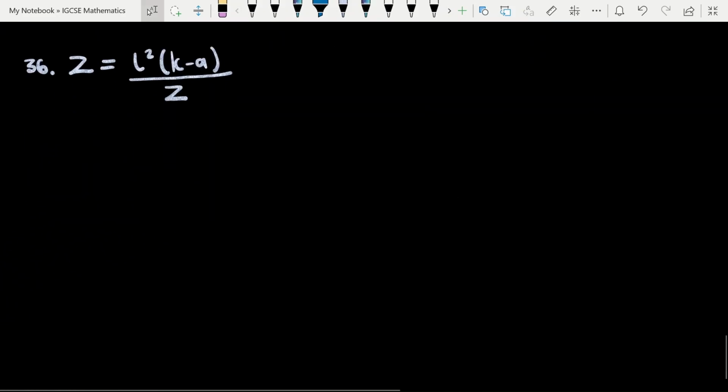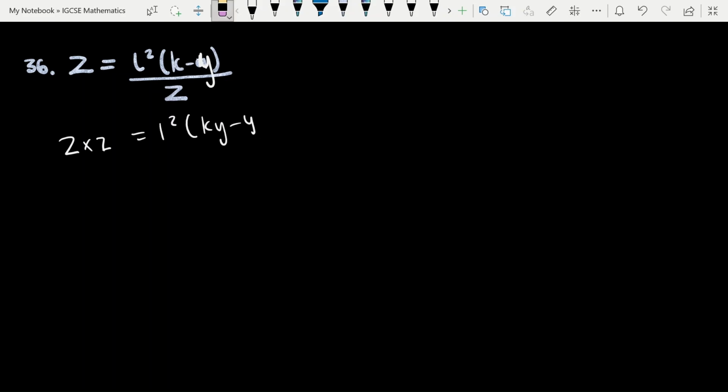Now we go to number 36. z is equal to L squared multiplying k minus y, all over z. What are we trying to make the subject? y. How do you make y the subject? Take everything which is not y to the other side. We start by taking z. So it's going to be z times z is equal to L squared multiplying k minus y. z times z, I'll tell you now, is going to be z squared. Although I know you haven't done the laws of indices, that's our next stop. It is now equal to L squared multiplying k minus y.